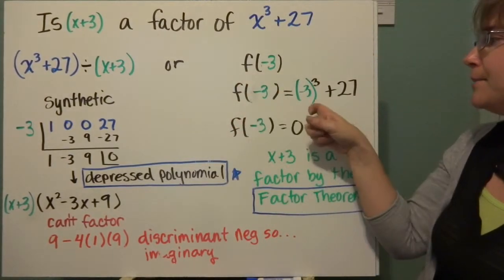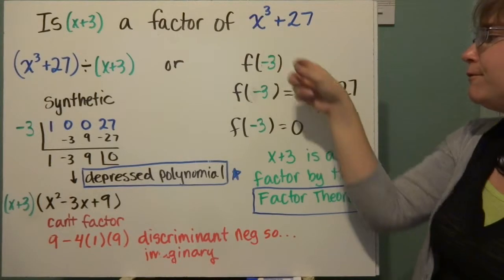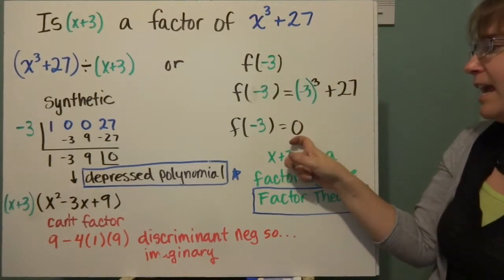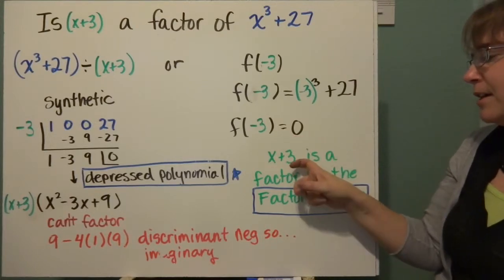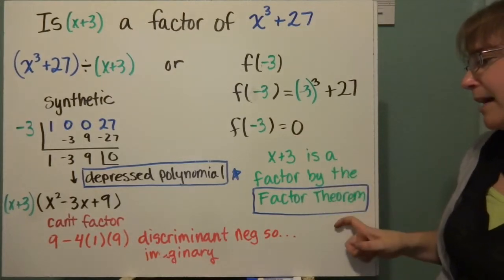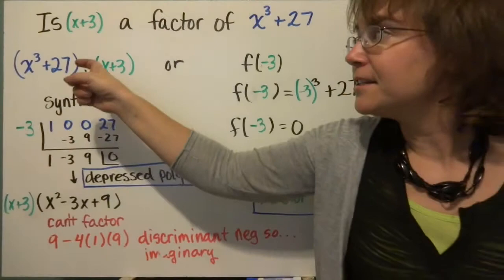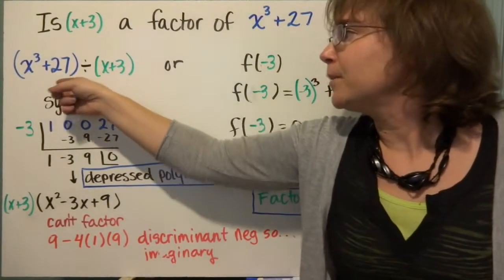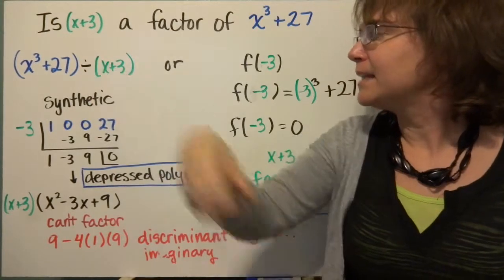F of negative 3, I'm substituting a negative 3 in for every x. Negative 3 cubed is going to be a negative 27, and f of negative 3 is a 0. So x plus 3 is a factor by the factor theorem. Now let's look at it this way, if we wanted to do that division: x cubed plus 27 divided by x plus 3.